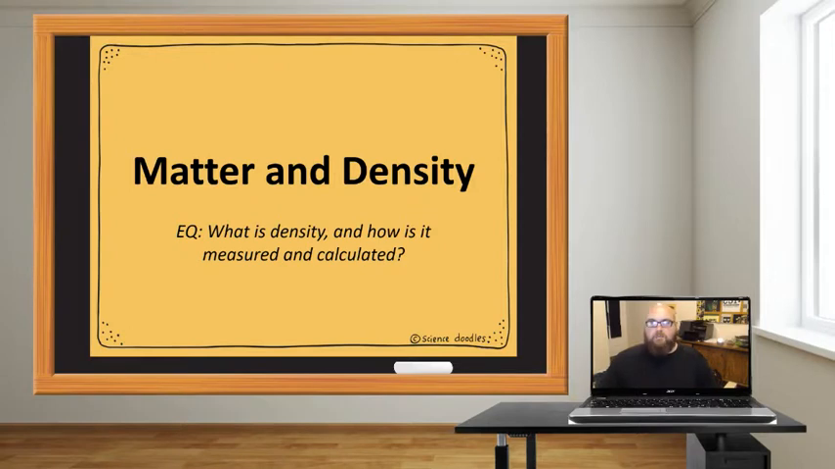Today we're going to be talking about matter and density. Density is another physical property, like we used physical properties to identify metals, nonmetals, and metalloids. This too is a property that we can use to identify substances.